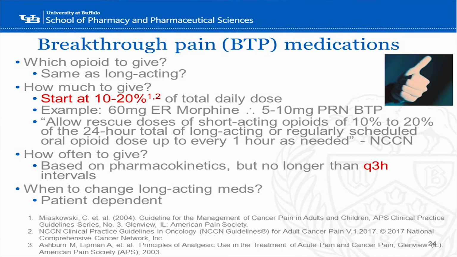The next question that comes up with breakthrough medications is how often to give them. Many of the tertiary references say that 4 or 6 hour dosing is appropriate for opioids, when the reality is, based upon the pharmacokinetics, that every 3 hour dosing is much more appropriate. If you look at the kinetics of the drugs, they often are greatly removed from the system by that 4 or 6 hour interval.